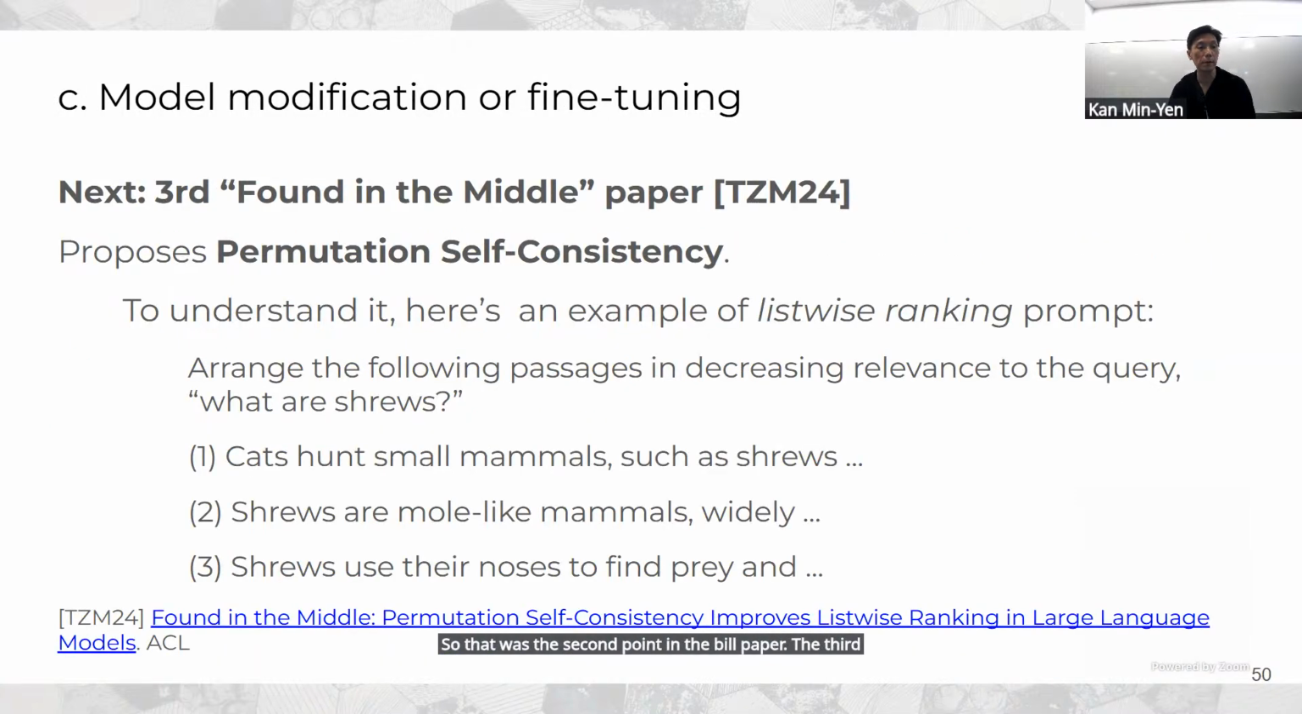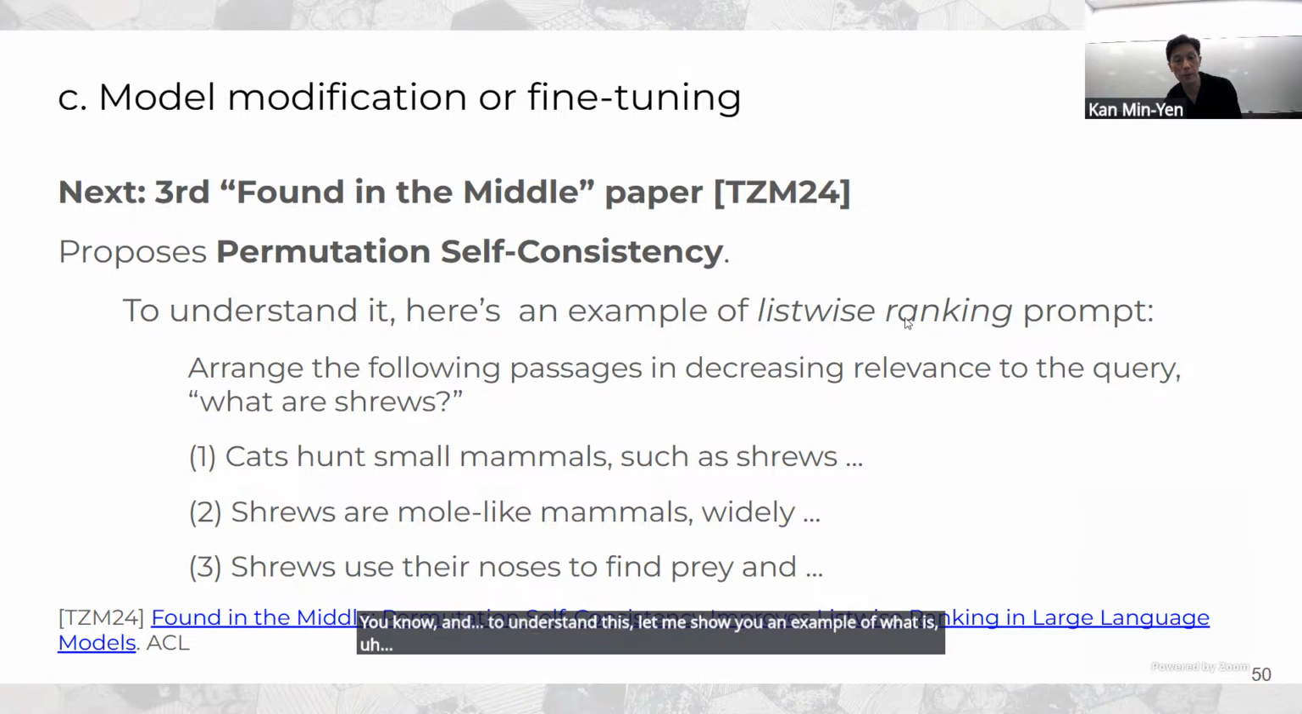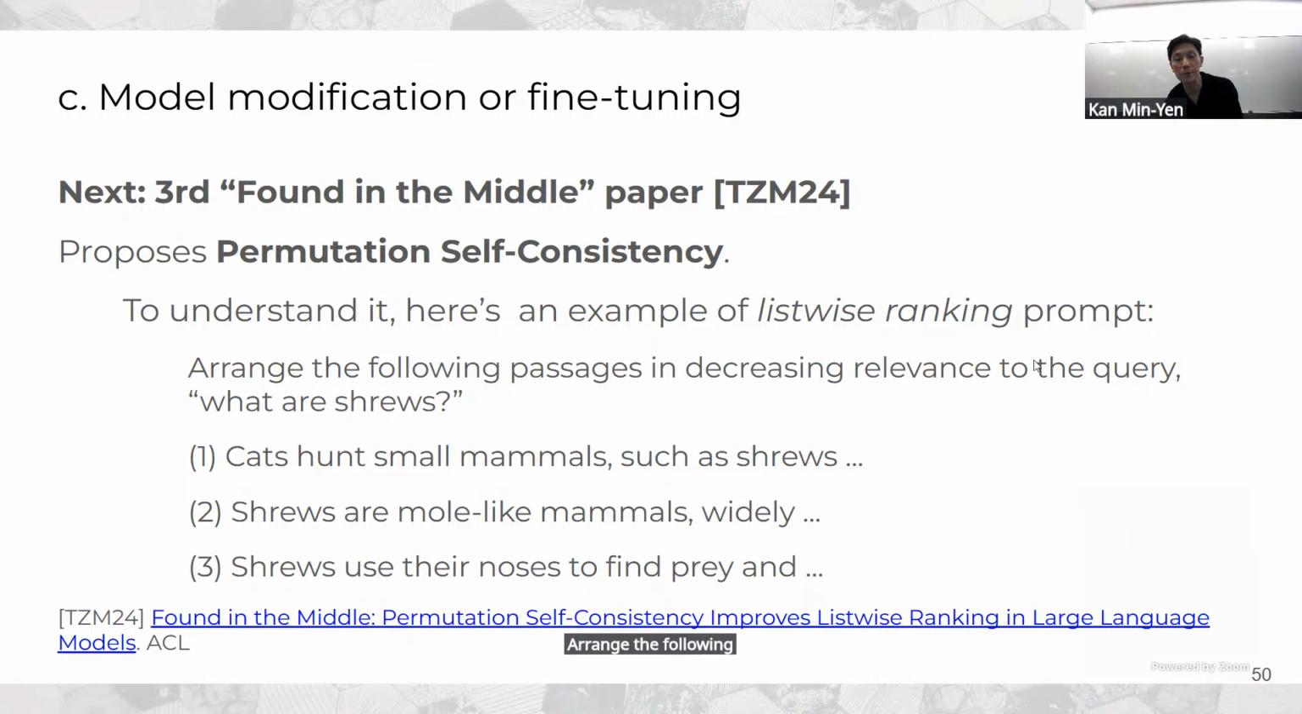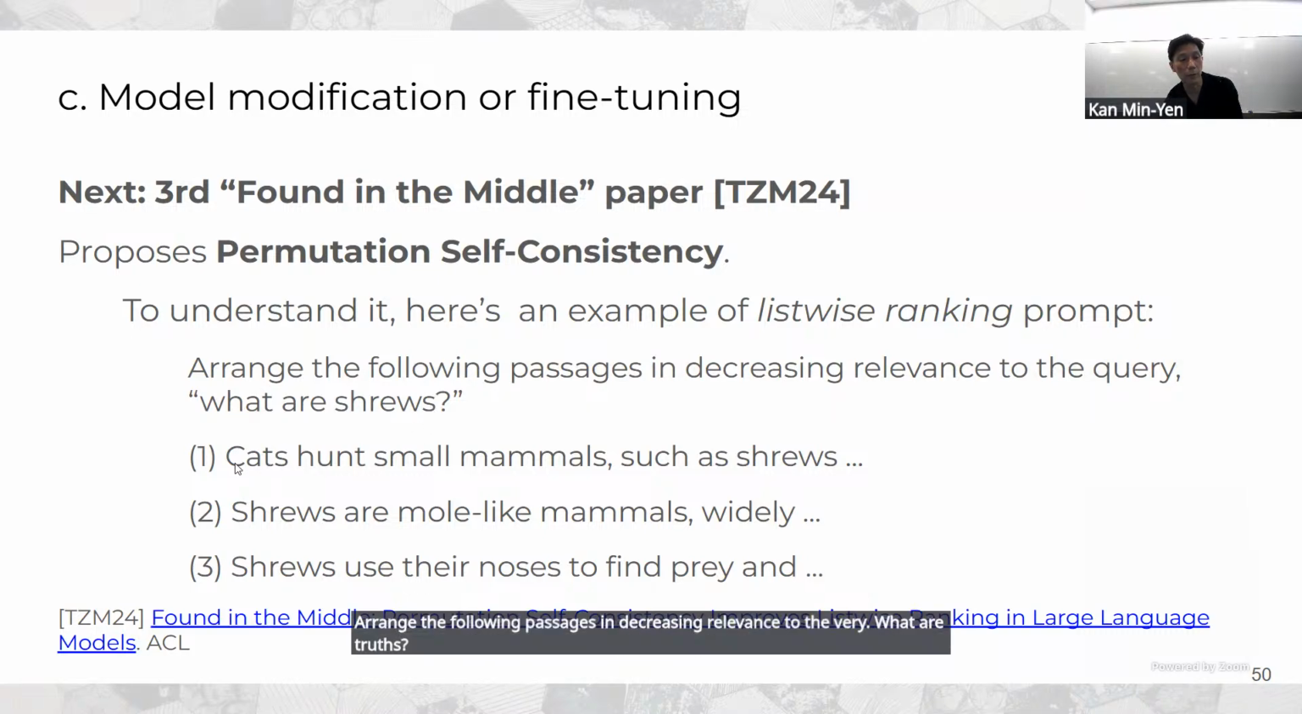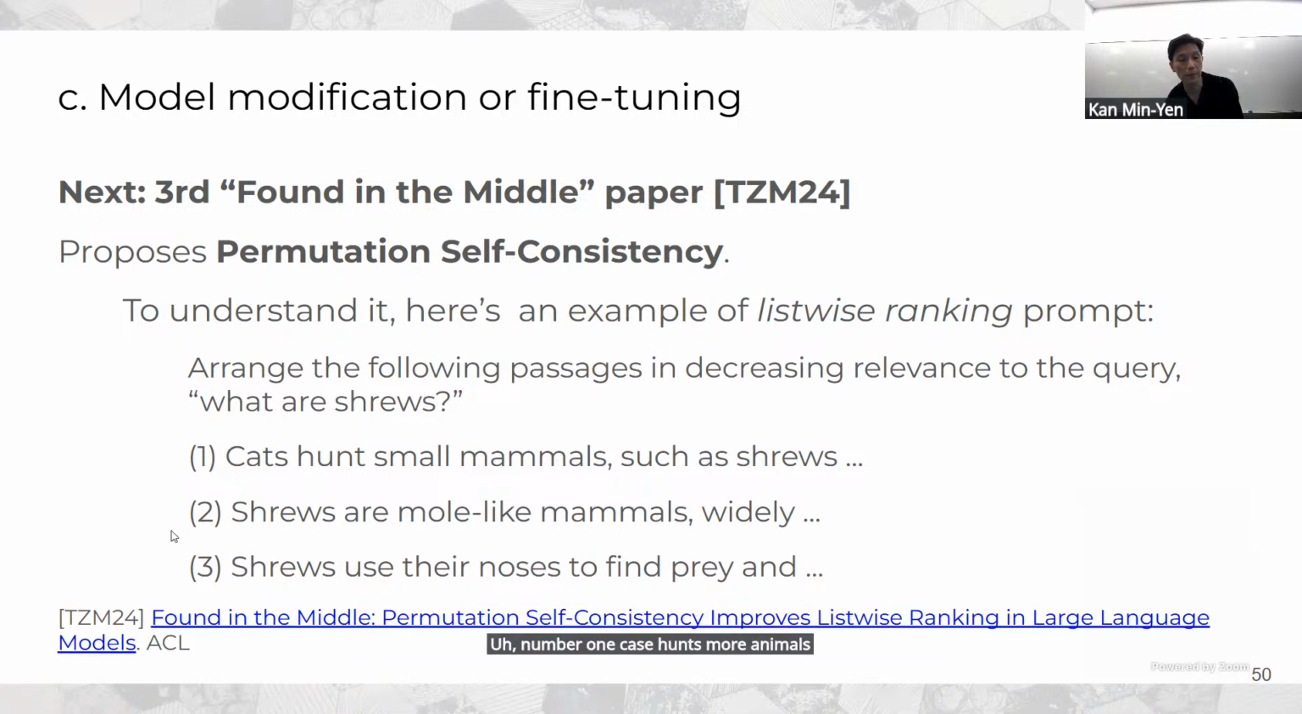The third Found in the Middle paper is called permutation self-consistency improves list-wise ranking in LLMs. To understand this, let me show you an example of a list-wise ranking prompt. This prompt: arrange the following passages in decreasing relevance to the query. What are shrews? Number one, cats hunt small animals such as shrews. Not very relevant. The second one is shrews are mole-like mammals. And the third one is shrews use their noses to find prey.